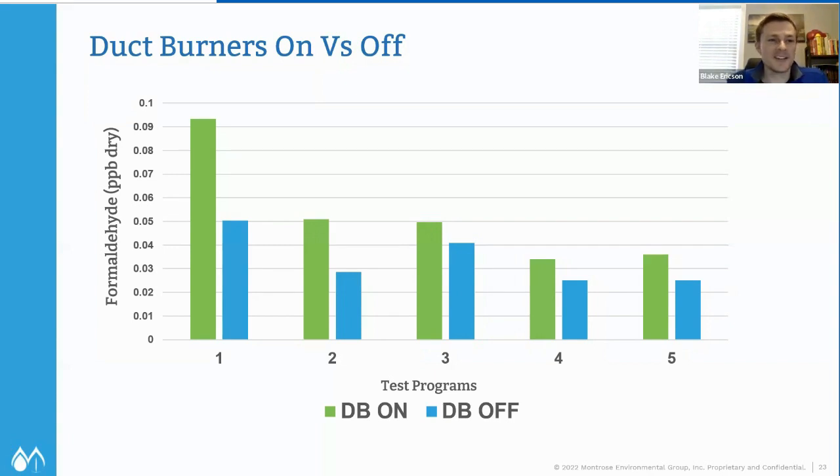So we found that formaldehyde stems from the oxidation of methane, and that's where the stuff's coming from largely. It doesn't correlate with CO in all circumstances. But what you do see is that when the duct burners are on, it's definitely higher than when the duct burners are off. And some of these are peakers, some of them are full load, mid load, you name it. But it's pretty conclusive that duct burners off have less formaldehyde emissions.